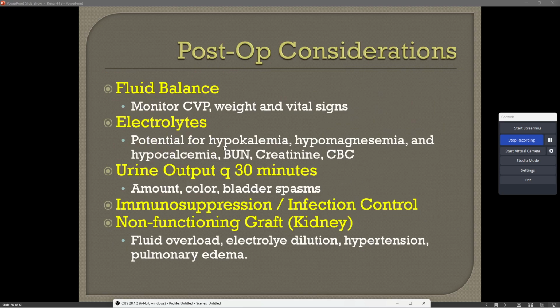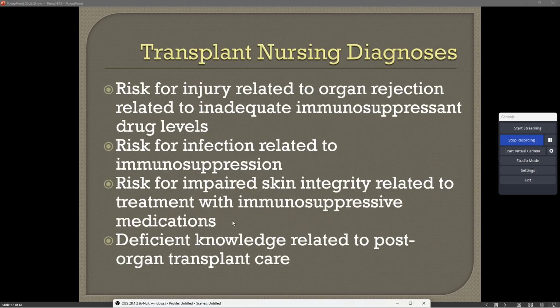Fun fact. What we're going to look at: CVP, weight, vital signs, hypokalemia, hypomagnesemia, hypocalcemia, BUN, creatinine, CBC, urine output every 30 minutes for a minimum of 24 hours. By the way, the minute this kidney is hooked up to blood, it should start producing urine right away.